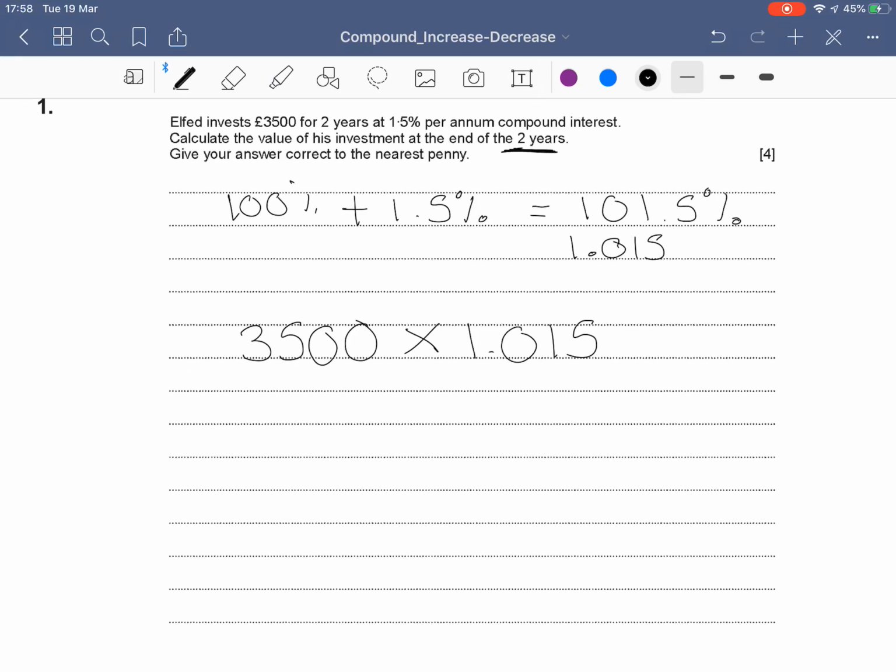And I need to do this for 2 years. So the long method would be to calculate it 1 year, add it on, calculate the next year, add it on again. But a calculator method is to square it. So you're going to need a calculator. So go 3,500 times 1.015 to the power of 2, which should leave you with £3,605.79 to the nearest penny. So if you put all of that in your calculator, it will give you that.